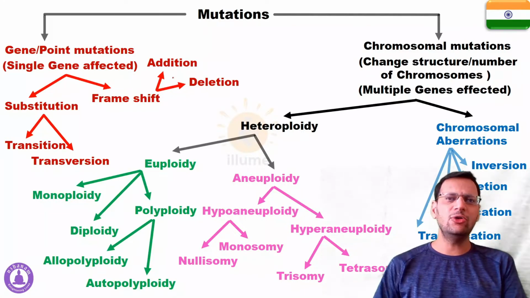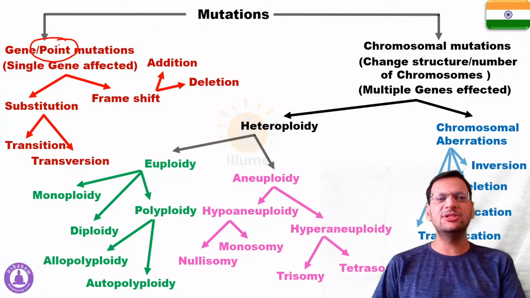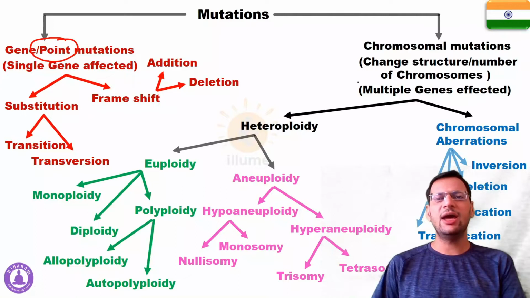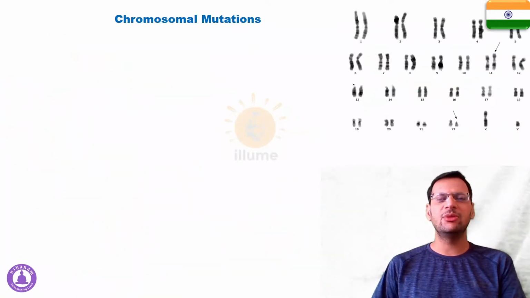Now, as I told you, mutations are of two types. If a single gene is involved, then it is a point mutation, and if multiple genes or a part of a chromosome or the entire chromosome is involved, then these are called chromosomal mutations. In the last video, I already covered point mutations. Today I am going to discuss chromosomal mutations.